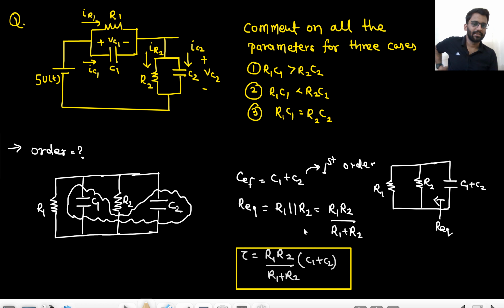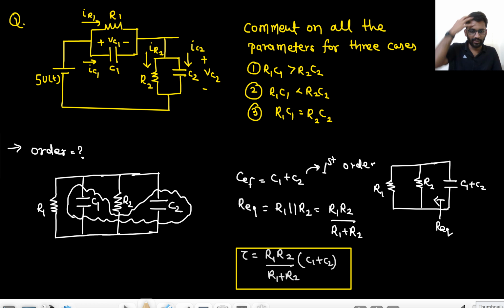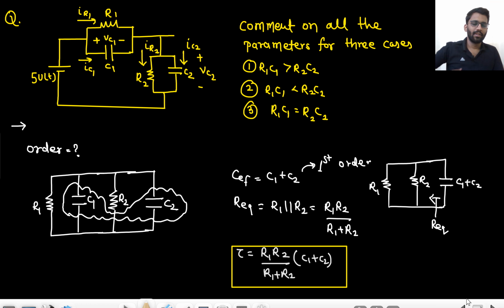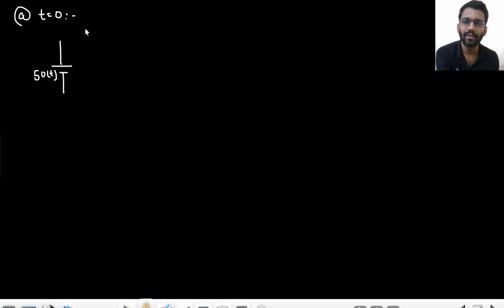Now we can make exponential graphs. So first see what is happening at t equals to 0. So what will be the circuit at t equals to 0? At t equals to 0, both C1 and C2 will be shorted. So the complete circuit will be shorted.